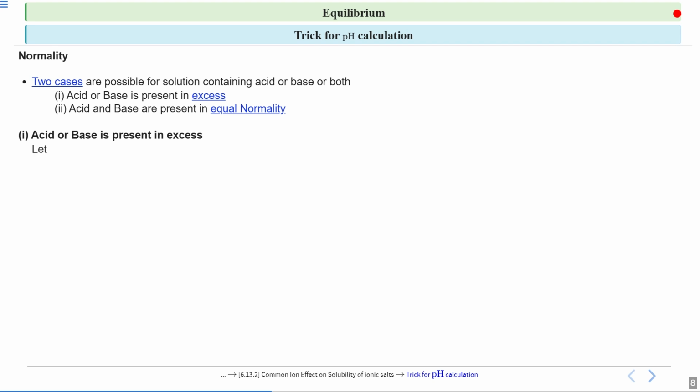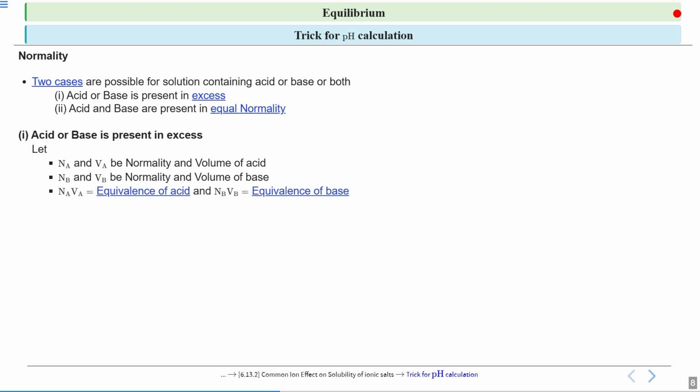For that, let us assume that Na and Va are the normality and volume of acid. Further, Nb and Vb are the normality and volume of base. Then if I calculate the equivalence of acid, it will be Na into Va. We have already dealt with this formula, N into V. Similarly, the equivalence of base will be Nb into Vb.